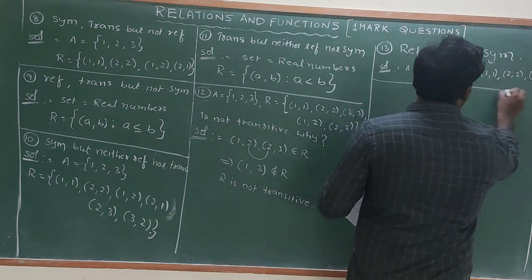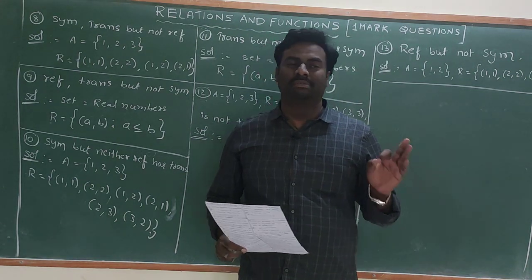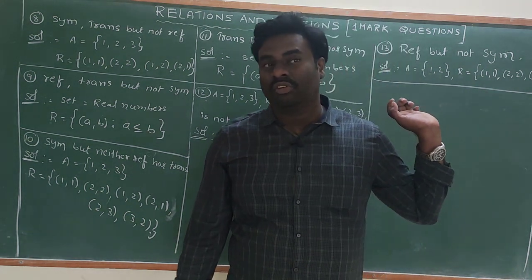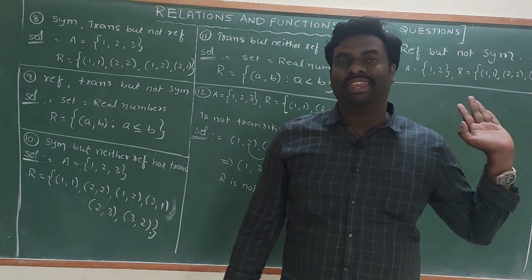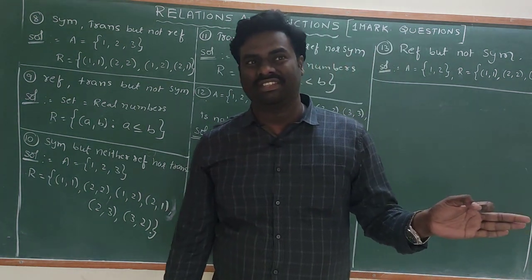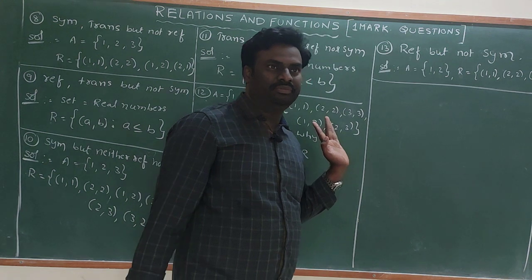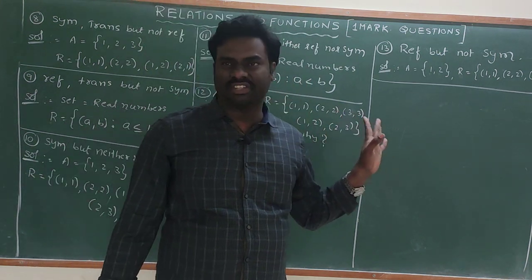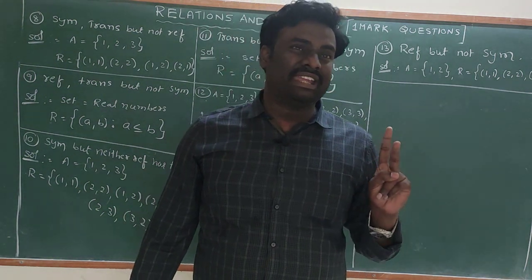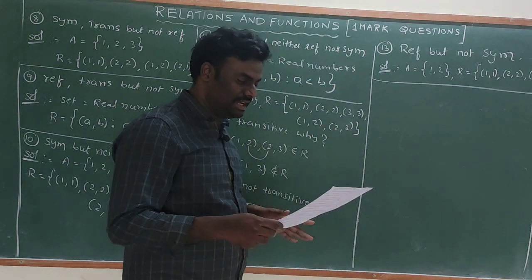Next. So these are the 13th questions based on reflexive, symmetric and transitive. We have one more definition, that is equivalence relation. What is meant by equivalence relation? A relation R on a set A is equivalence if R is reflexive, symmetric and transitive. I am not explaining because that is a very easy definition. Equivalence means it should be reflexive, symmetric and transitive.